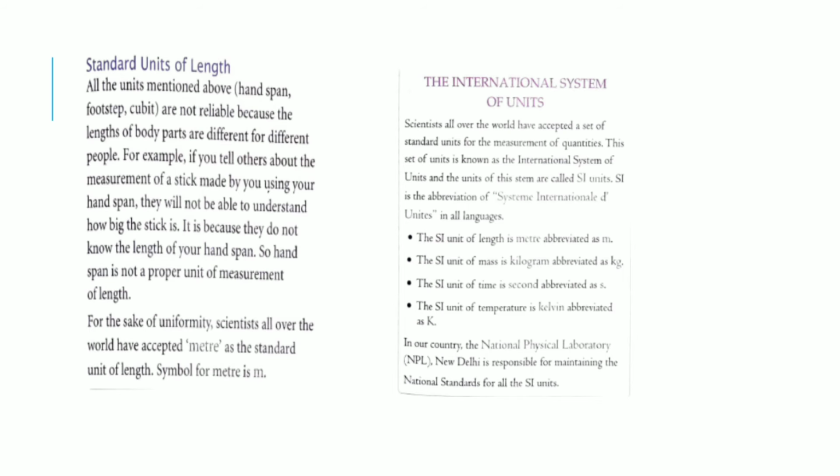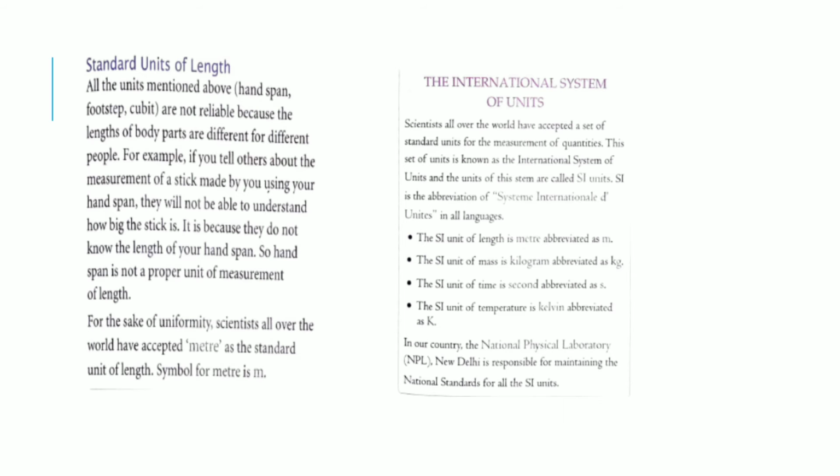Because of that reason, all over the world, scientists have accepted a standard unit of length, that is meter. The symbol of meter is m. Here you see this is called what? International System of Units. The International System of Units is nothing but a set of standard units for the measurement of quantities that scientists all over the world have accepted. So this set of units is known as the International System of Units.